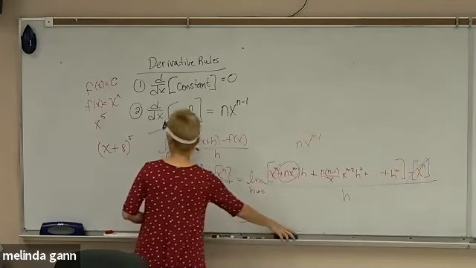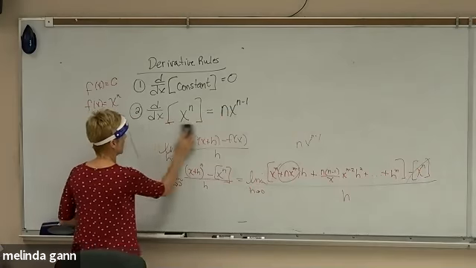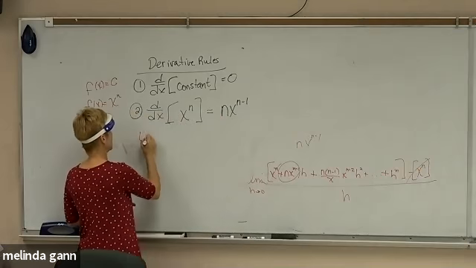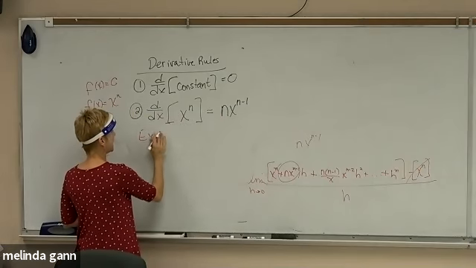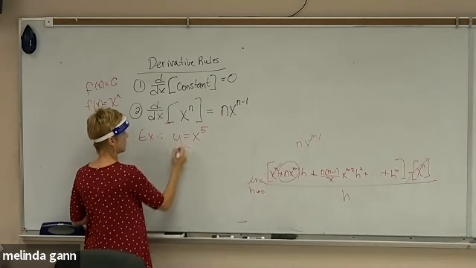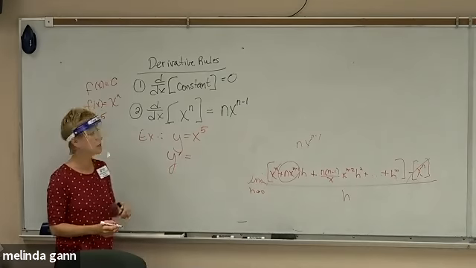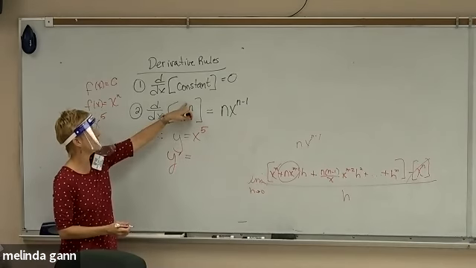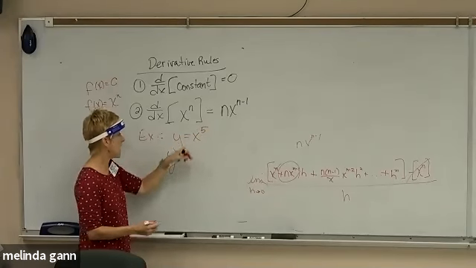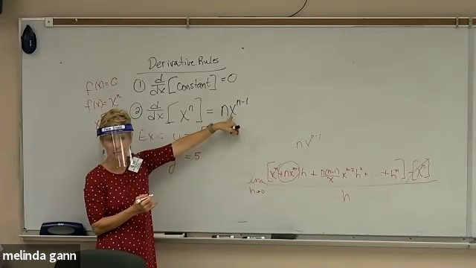Now, do we understand if you had something like this? My example would be if you had y equals x to the 5th, and they want the derivative. Remember that little prime is your derivative symbol. Notice where this n comes. This n comes down and becomes your coefficient. So that means that 5 comes down and becomes my coefficient. My variable stays the same.